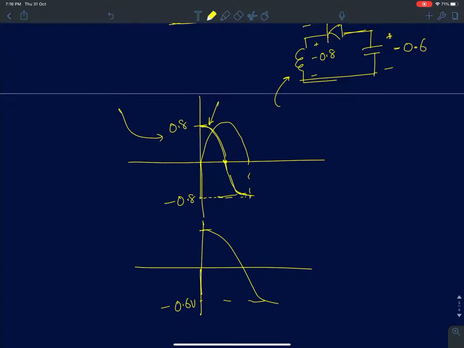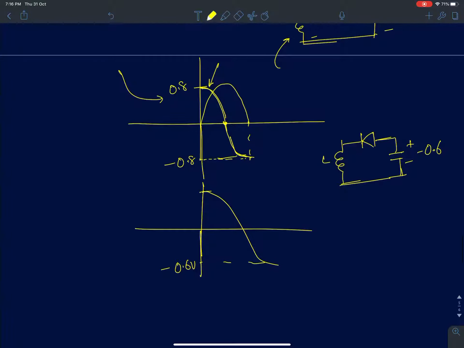And once it reaches minus 0.6, at this point we know that the capacitor voltage will stay at minus 0.6, because after this the current direction has to reverse, but that's not going to be possible here. So therefore it will stay at minus 0.6 forever.